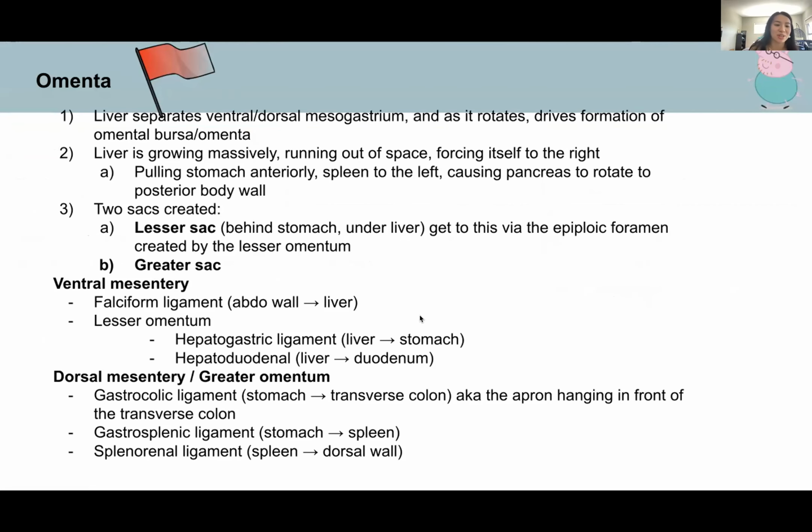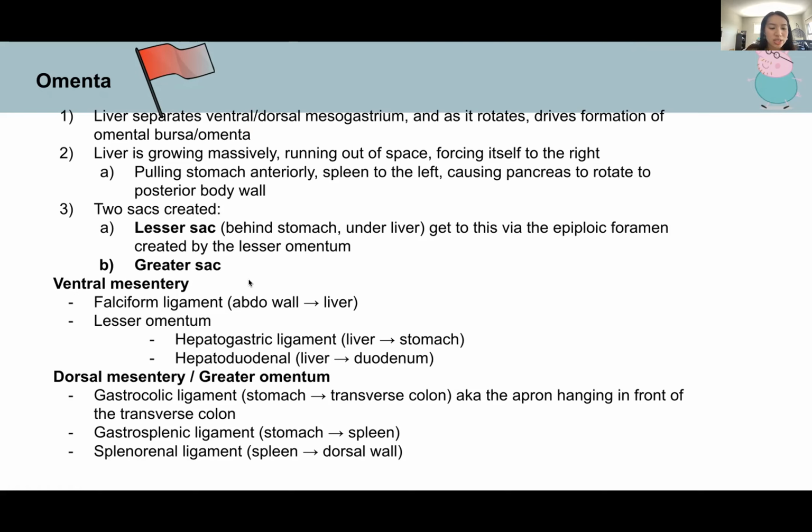Omenta. Okay, this really messed me up last year. I just did not get around to understanding it until the end of last year. So basically, like I said, the liver separates the ventral and dorsal mesogastrium and then causes that bare area. And as it grows, it pushes everything, rotates everything. So like we said, the stomach rotates, the spleen also moves, and then the pancreas also rotates. All of that's caused by the liver growing. And as it gets rotated, it pulls out these sacs, this mesentery, and it forms these ligaments later on.